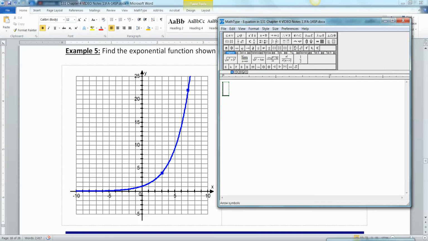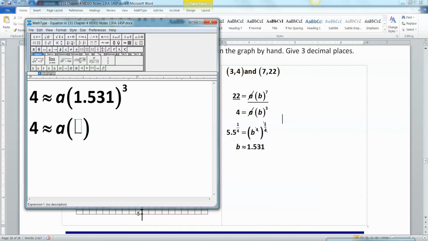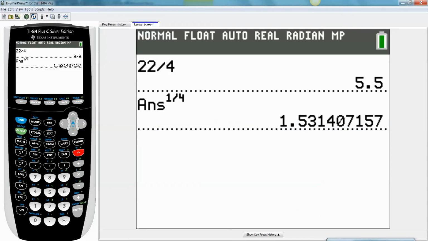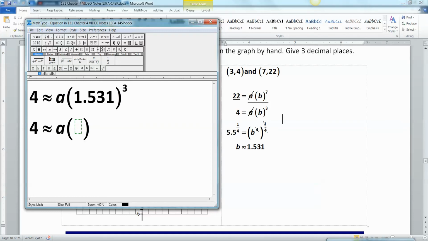All right, now that we know what b is, we'll need to go substitute and find a. So we'll take the 4 equals a times b to the 3rd. I'm using that bottom equation, but I'm putting in 1.531 to the 3rd. And I'll make the calculator find that value. So 4 is, oh, I should have put approximately, because this isn't equals anymore, because we rounded here. So 4 is approximately a times 1.531 to the 3rd power, which is 3.591. Then we'll divide both sides by 3.591 and we'll be set.